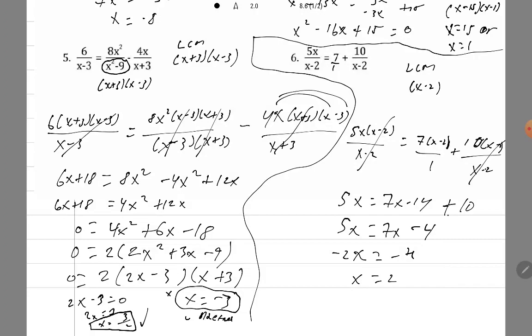And then I put this into our check. And when I'm plugging it back in, I notice that the denominator, if I put in 2 minus 2, that equals 0. That makes it undefined. So this does not work. So no solution. Undefined. Alright, move on to the next page.